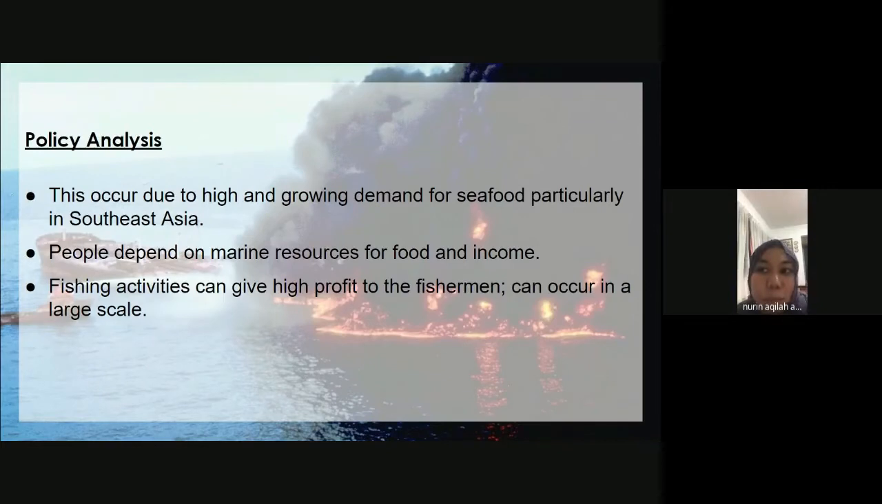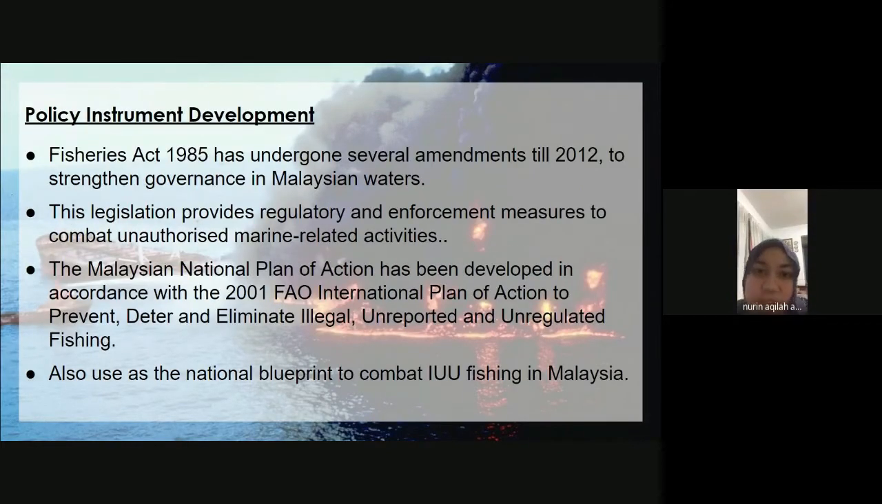Next is policy instrument development. So for policy instrument development, the Fisheries Act 1985 has undergone several amendments till 2012 to strengthen the governance in Malaysian water. This legislation provides regulatory and enforcement measures to combat the unauthorized marine-related activities.